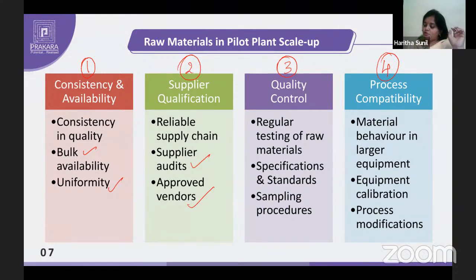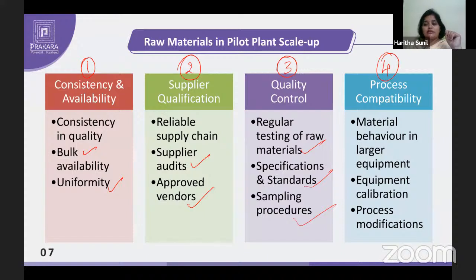Then coming to the third one, the quality of the products or quality control. Regular testing of the raw materials should take place, so that you ensure the purity as well as the consistency of the quality of your product. And then specifications and standards: the raw materials used in the pilot plant must meet the same specifications as those used in the laboratory. There should not be any deviation in the specifications.